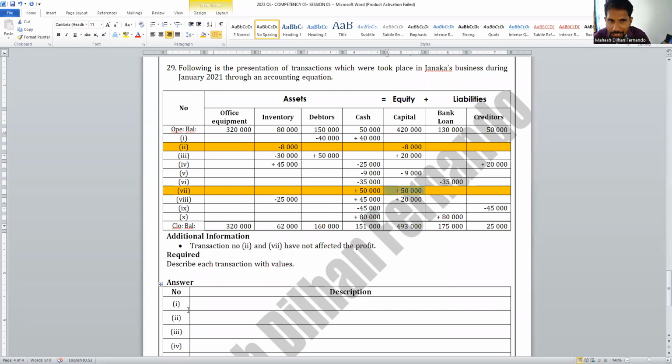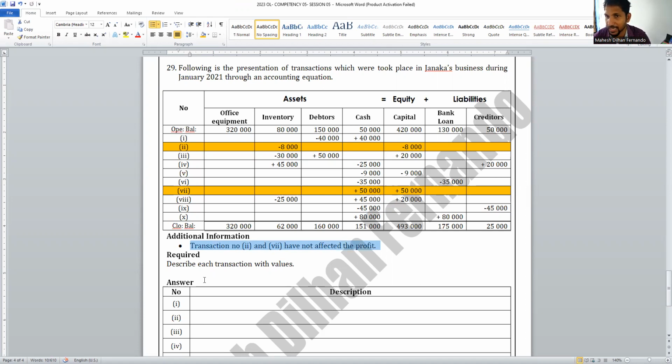It tells us very clearly that transaction number 2 has no impact on profit. Therefore, it can't be damaged inventory. Why? If inventory is damaged, that is a loss. That affects the profit. Also highlight that additional information given. Because transaction number 2 and 7 should not influence the profit.